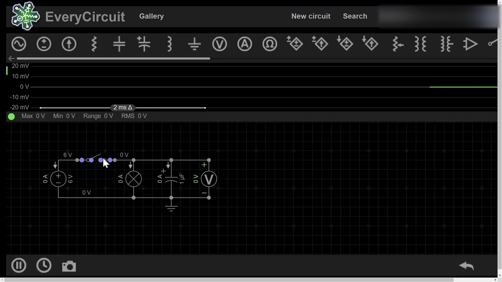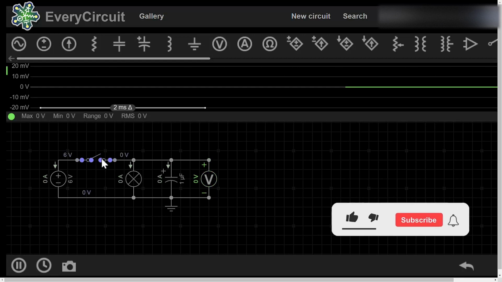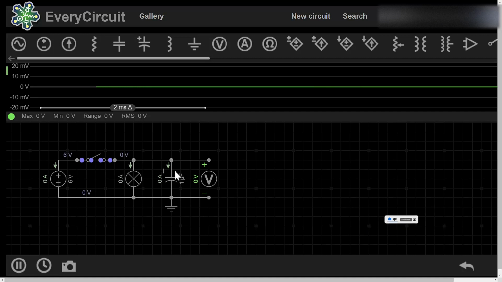Now I switch on the switch. I close the switch. The current will flow through the lamp as well as the capacitor. It will charge the capacitor fully to 6 volt. After that, it will stop charging and the current will stop flowing through this capacitor. The current will only flow through the lamp. Of course, the lamp will light up.